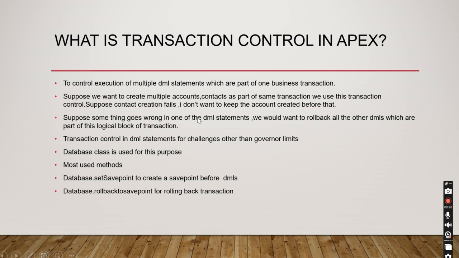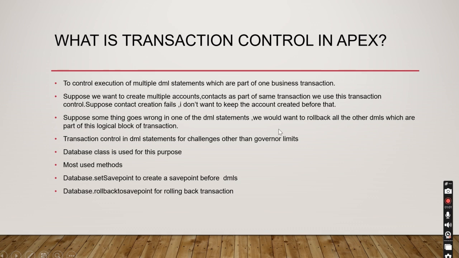Now suppose the contact creation fails, say 2-3 contacts we want to create. In that case we don't want to keep the account created before that. If you don't use transaction control, you would have created the account and then gone ahead creating the contacts. Only one contact errored out, but the rest of the things will still be there, right? So in that case we want that logical block of transaction to be rolled back. For that we use something called savepoints and rollbacks.